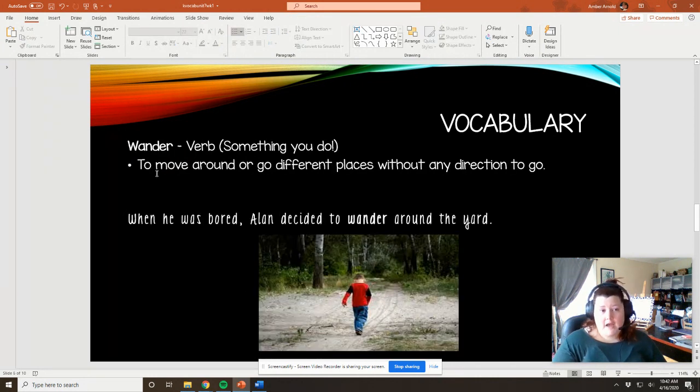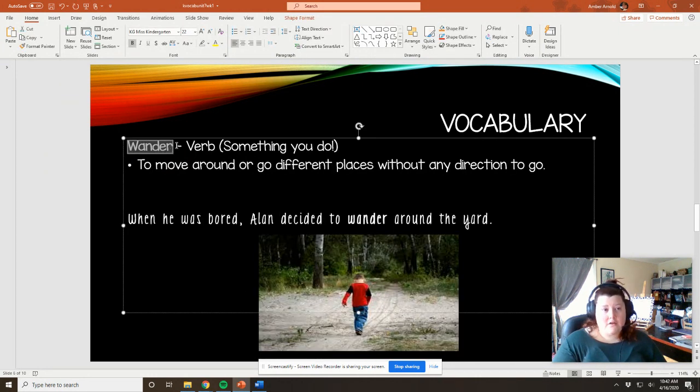Our next vocabulary word is the word wander. Wander is also a verb, or something that you can do. Wander means to move around or go different places without any direction to go. When he was bored, Alan decided to wander around the yard, so as to go from place to place without any speed or purpose for doing it.